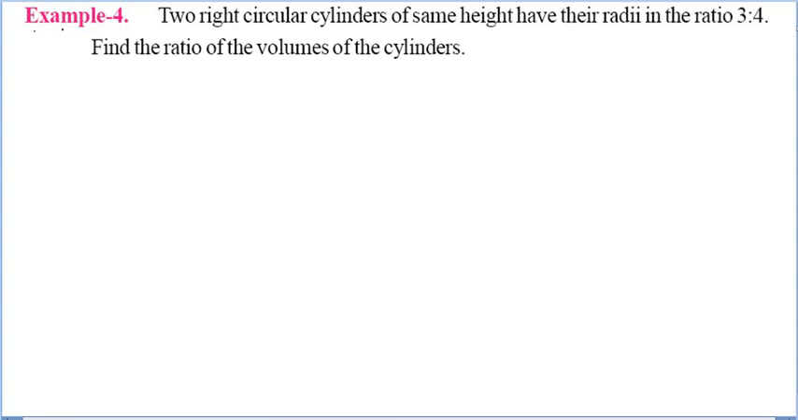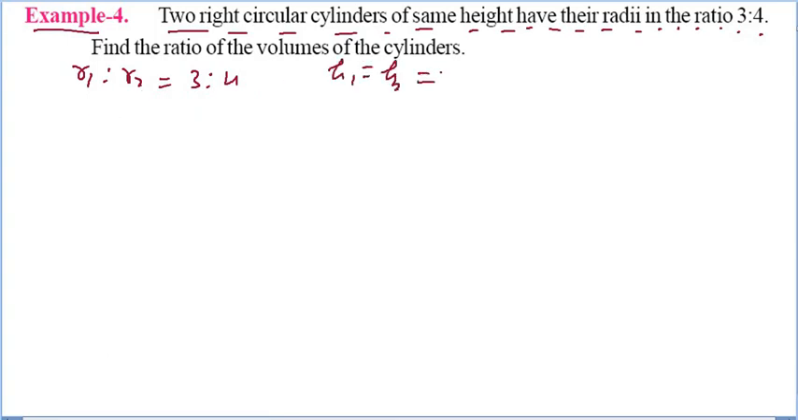Example number 4. Two right circular cylinders of the same height have their radii in the ratio 3 is to 4. So that means r1 is to r2 is equal to 3 is to 4. Find the ratio of their volumes. Okay, now height is same, so h1 is equal to h2, that is h. Let us assume r1 is equal to 3r and r2 is equal to 4r.